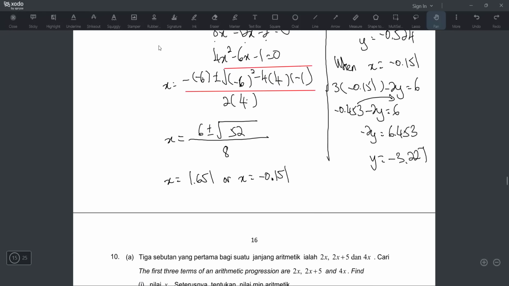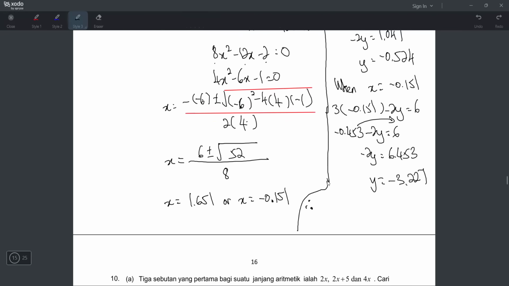Okay, I feel like it's better if you write down all the answers in one line. So I'll write dot dot dot and I'll write all the answers. The way to write it is we have to use the symbol later. x equals 1.651, comma, when x is this, you get y is negative 0.524, and then use this symbol, comma, and then when x equals the other one, negative 0.151, your y is negative 3.227. Okay, so yeah, I think I'm done with the question.